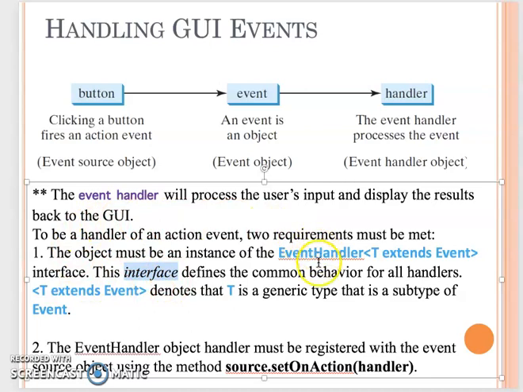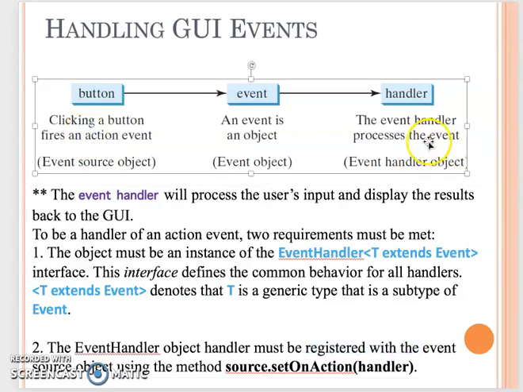Then after you have this handler object, you need to make sure the event handler object is registered with the source object. For example, we know earlier we click the button, so we process the event. So that's why your handler object needs to register to your button object. Next we will see how we should define our handler object and also how we should register it to the button.